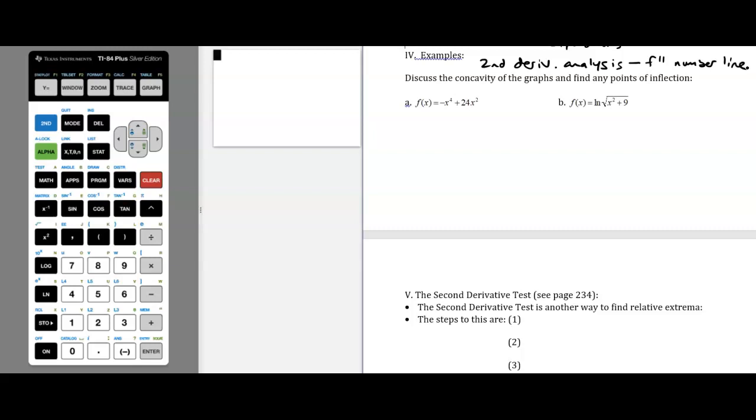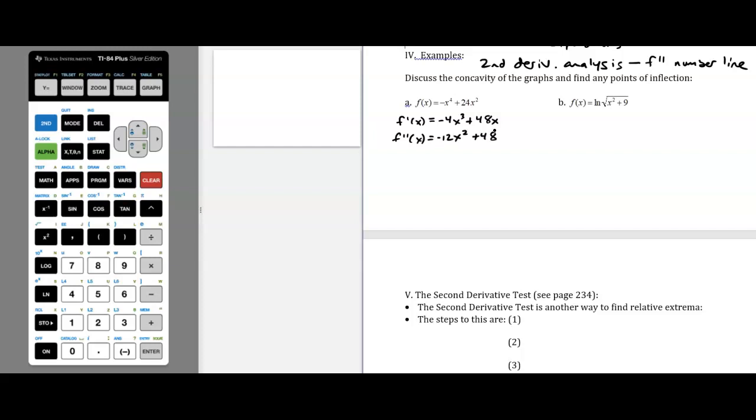This is a lot like the first derivative analysis that we did in the previous section, when we looked at when functions were increasing and decreasing, and when we had relative maxes and relative mins. It's the exact same type of work, but we do it with the second derivative. For the first example, let's take some derivatives. Our first derivative using the power rule is negative 4x cubed plus 48x, and our second derivative is negative 12x squared plus 48.